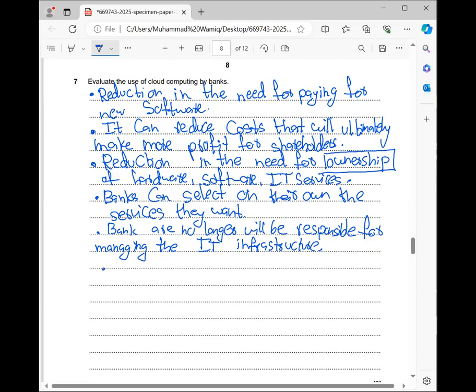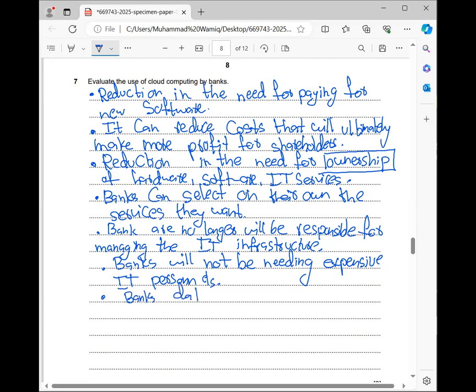One, two, three, four, five, six, seven, eight, 3 points more. Banks will not be needing expensive IT personnel or individuals. It reduces your staff cost. I can also say that banks' data will be more protected.